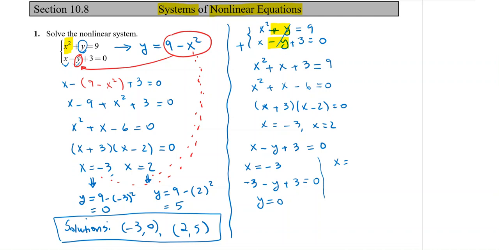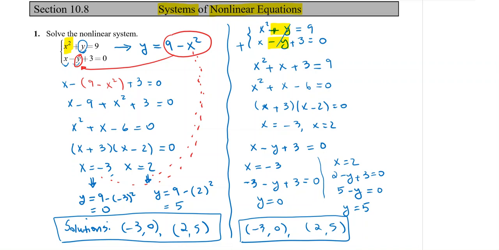Or x could be 2. You plug that in here for x. 2 minus y plus 3 equals 0. 5 minus y equals 0. Y equals 5. We get the exact same solutions. -3 is paired with 0. 2 is paired with 5.